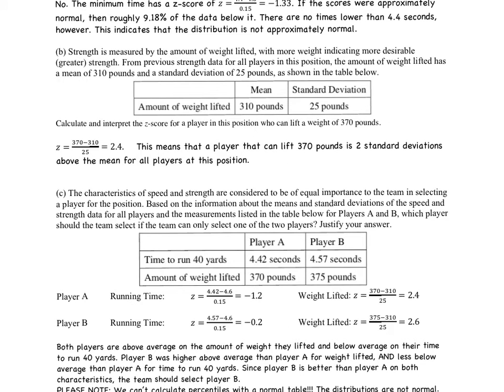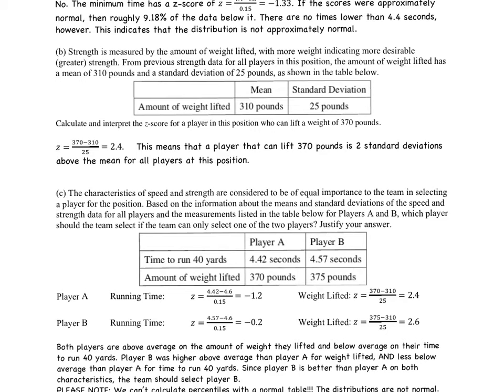B is a little more straightforward. They say, calculate and interpret the z-score of a player in this position if they can lift 370 pounds, and they gave you the mean and standard deviation for players at that position. So, calculate the z-score. Now, we're not doing anything with the z-table. All we're doing is talking about what does that z-score mean, or interpreting the z-score. A z-score just tells you how many standard deviations above or below 0 your point is.